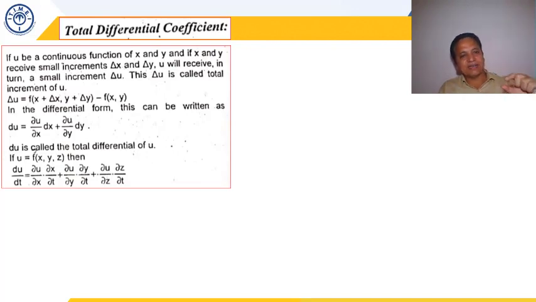Total differential: whenever x and y get a small increment delta x, delta y, you will also get a small increment in u, called delta u. It's called the total increment.